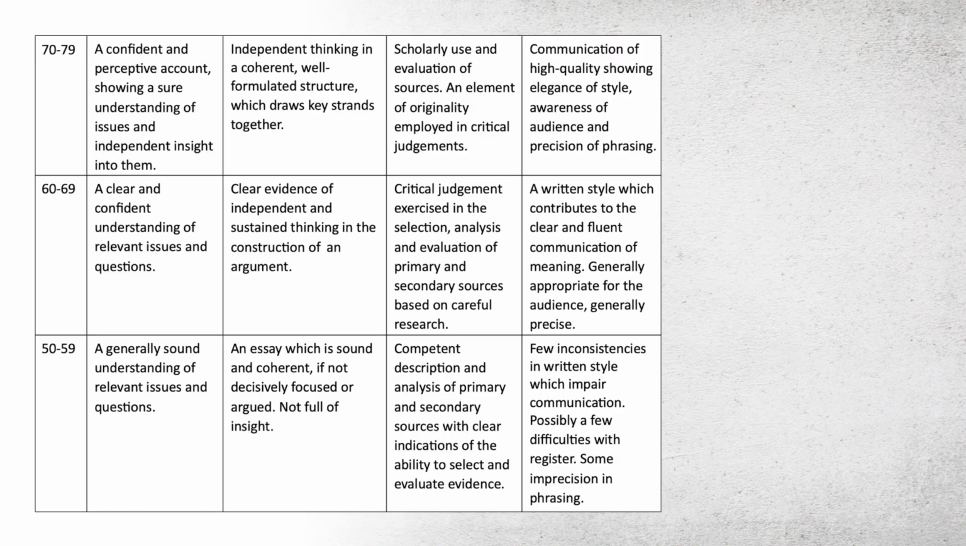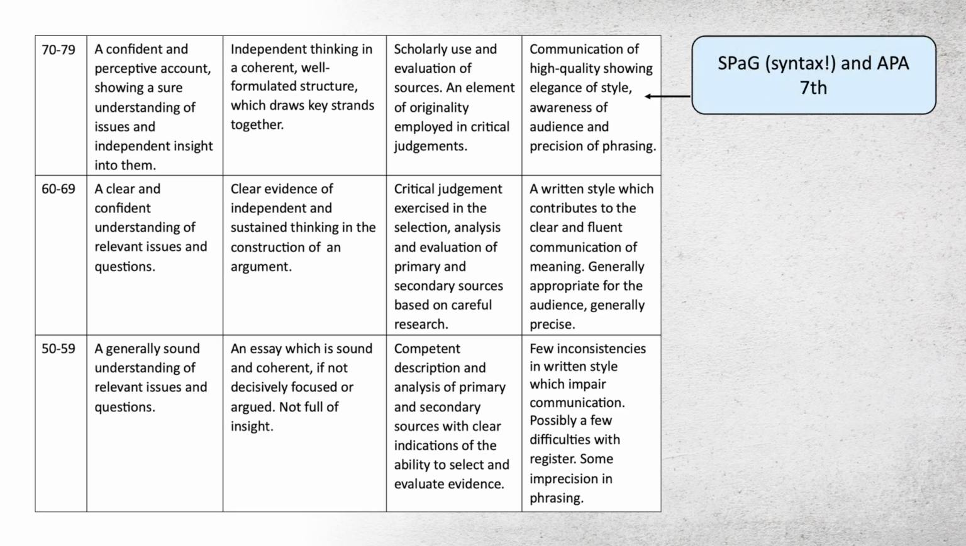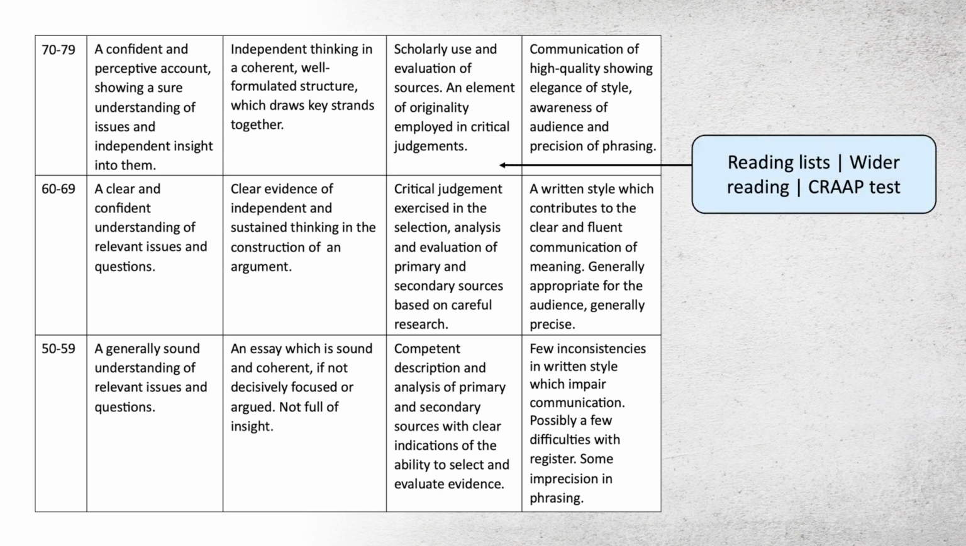And here is the marking rubric. This is how well you have met the module outcomes. But what does it mean? The far right hand column, this is to do with spelling, punctuation, grammar, syntax, the flow of your sentences, and using APA 7th correctly. The next column on, this is to do with how well you have accessed the reading list. Have you conducted wider reading? Have you used the CRAP test to analyse your sources to select the most viable and suitable sources?